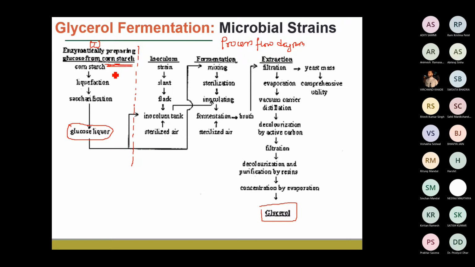So starch, we know, is a long chain of glucose molecules. So we have to break those long chains into smaller units of glucose, and that is what is called liquefaction or saccharification.